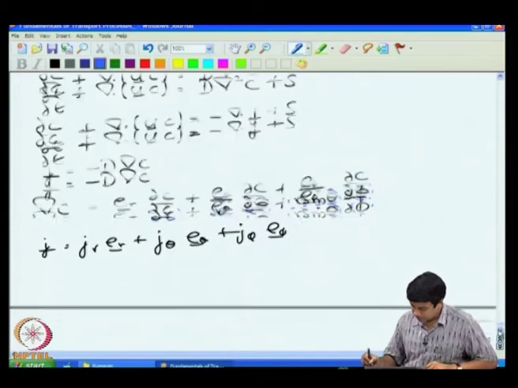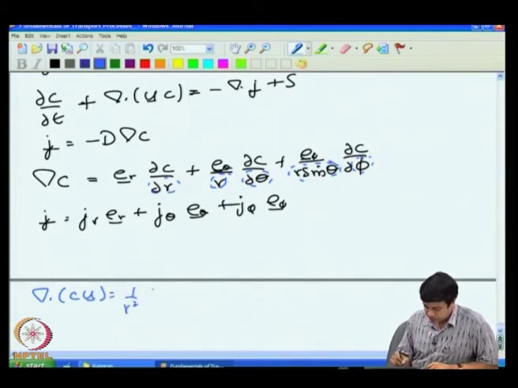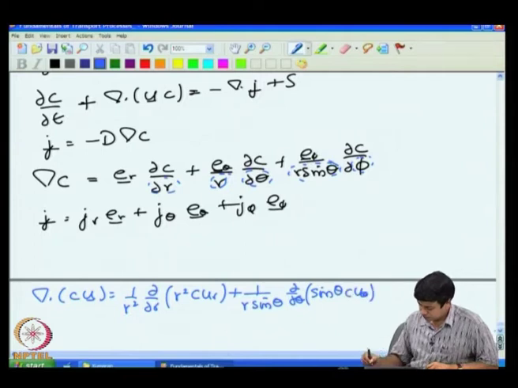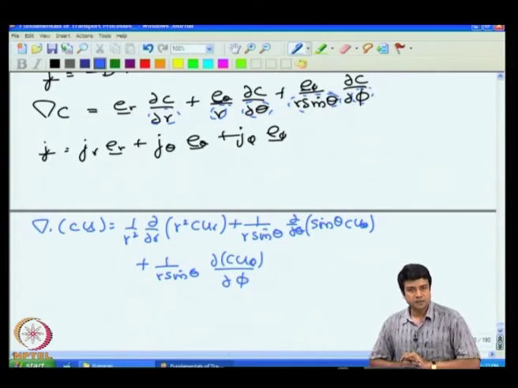Therefore, the divergence operator acting on a vector, del dot cu, is equal to 1 by r square d by dr of r square c u r plus 1 by r sin theta d by d theta. So, this is the divergence operator in a spherical coordinate system.